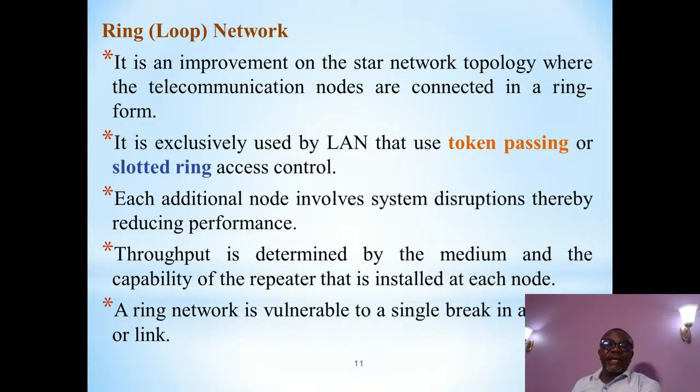network. The next one is the ring network, also known as the loop network. It is an improvement on the star network topology where the telecommunication nodes are connected in a ring form. It is exclusively used by LANs, local area networks, that use token passing or slotted ring access control. In our future lecture, we will be looking at this token passing and slotted ring access control.